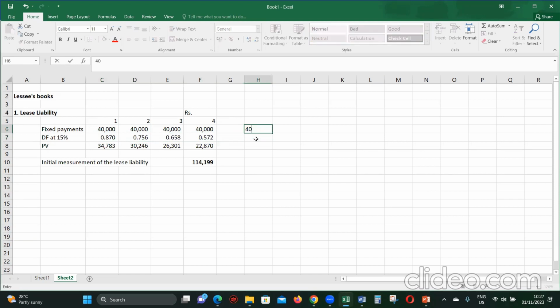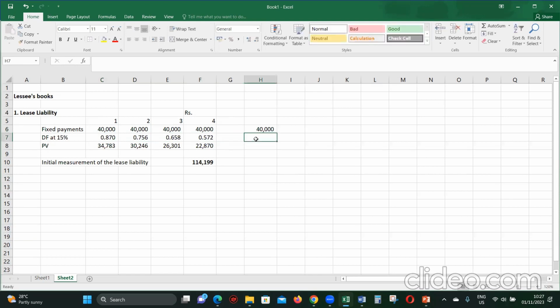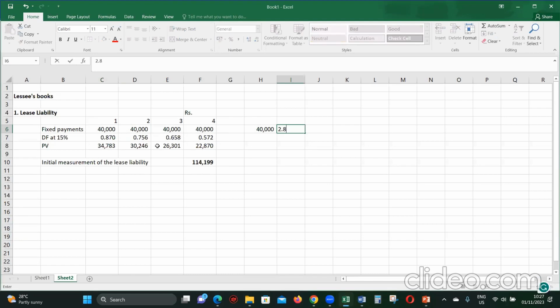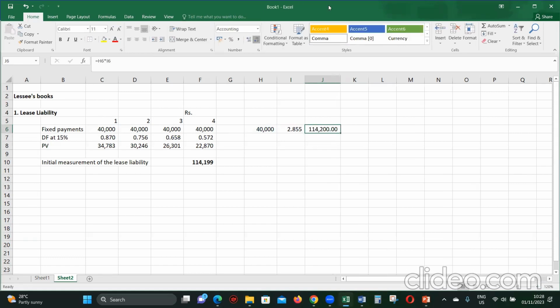take the payment that is 40,000, that is fixed. You can take the annuity factor. Now the annuity factor is given as 2.855. So instead of taking several discount factors for many years, you can easily take this annuity factor and multiply that fixed amount as well. What is the amount? We are getting 114,200.